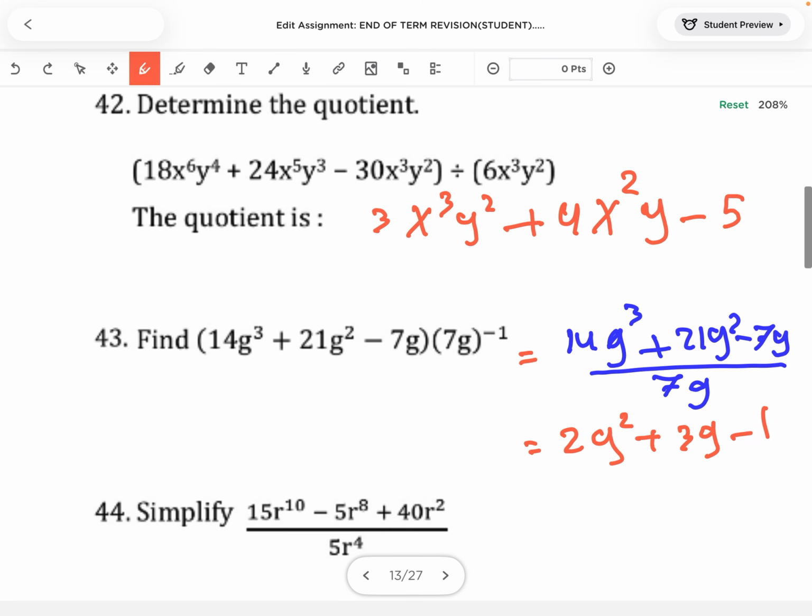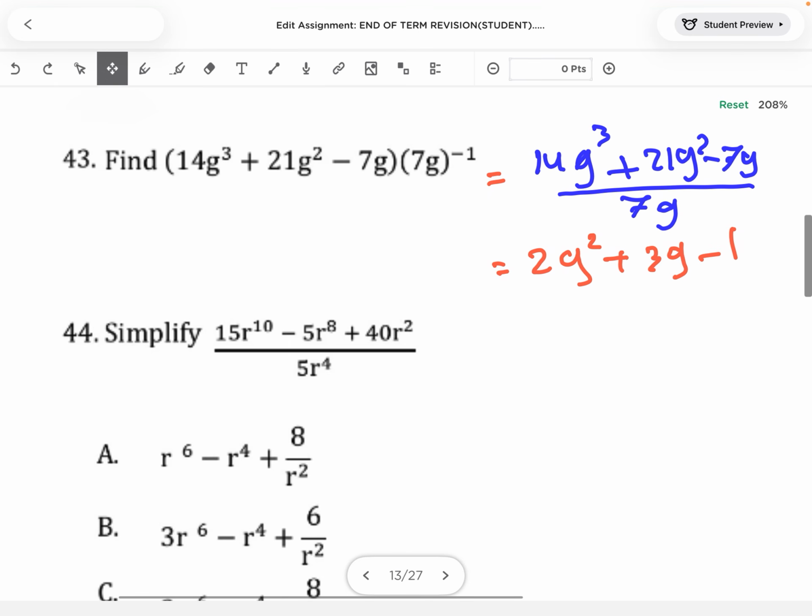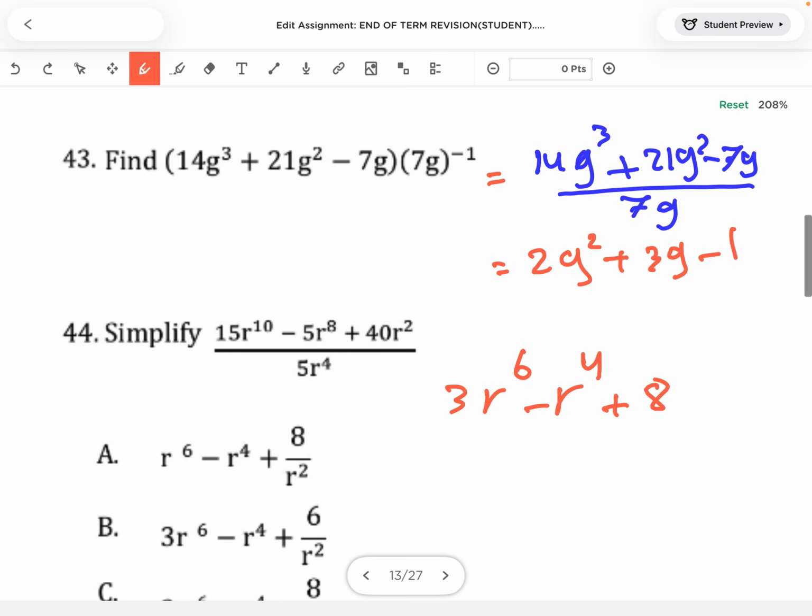And the next one, same story, we divide. 15 divided by 5 is 3r to the power 6 minus r to the power 8 minus 4 is 4. 40 over 5 is 8r to the power negative 2. Since the power is negative, we have to reciprocate it. Plus 8 over r squared.